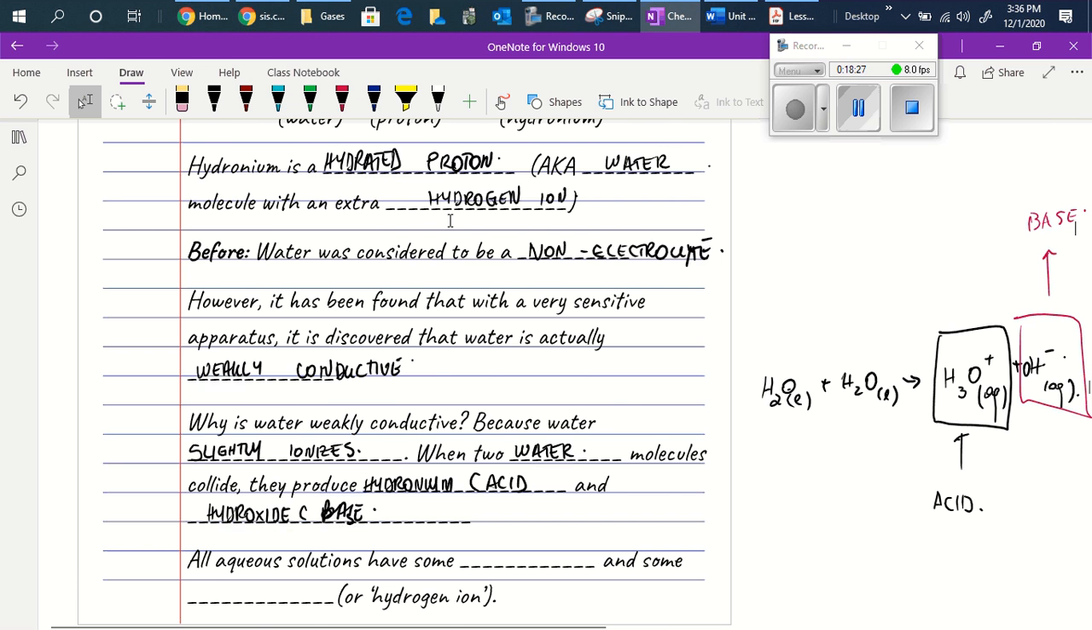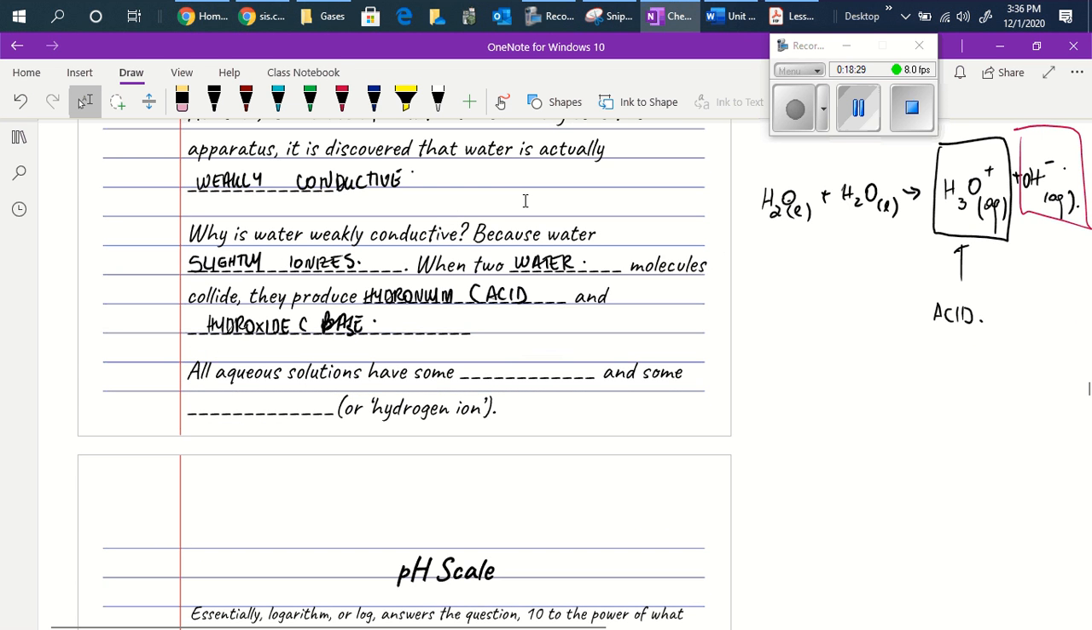All aqueous solutions will have some hydroxide and some hydronium, that is, hydrogen ion concentration. Okay, so this is in terms of the hydronium.